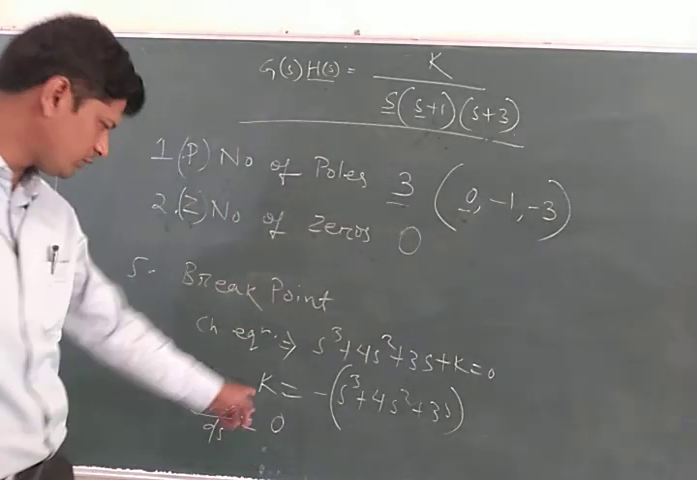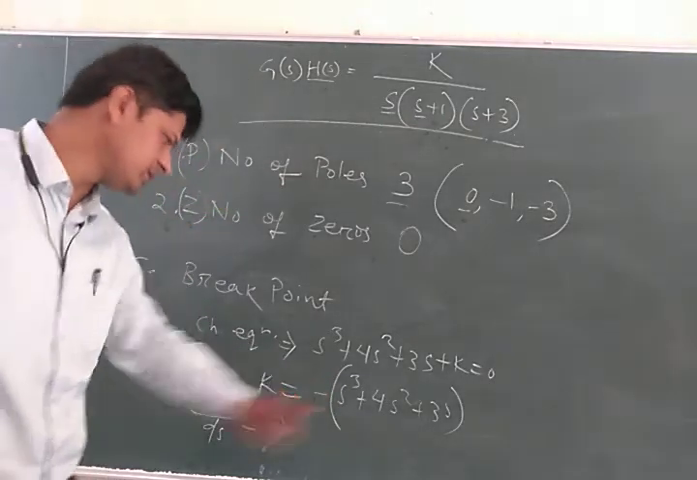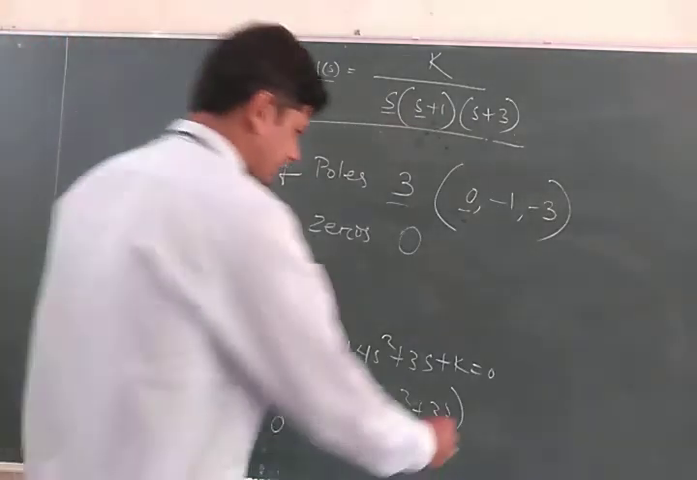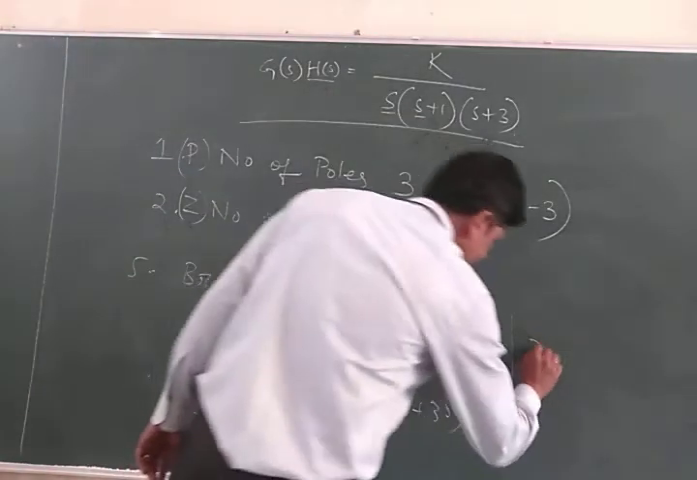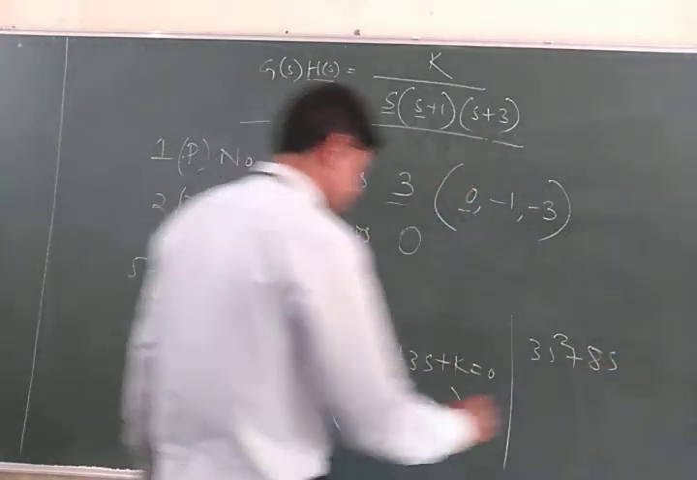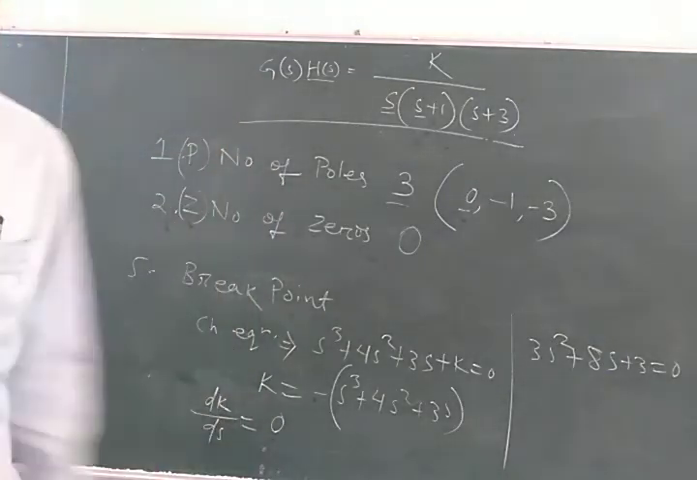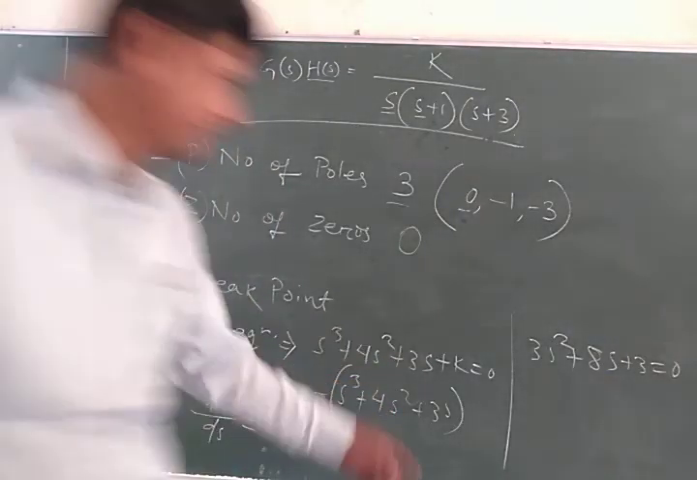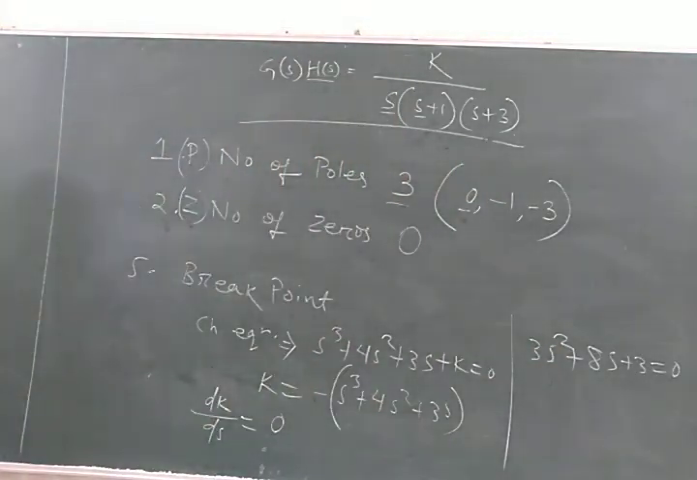Since I have equated this to 0, the minus term is not required. Now I can solve this part. dk/ds becomes 3s^2 + 8s + 3 = 0. I have to solve this equation, and by solving it you can directly find the solution in your calculator in equation mode. I am just opening the book for the answer because it will take time.